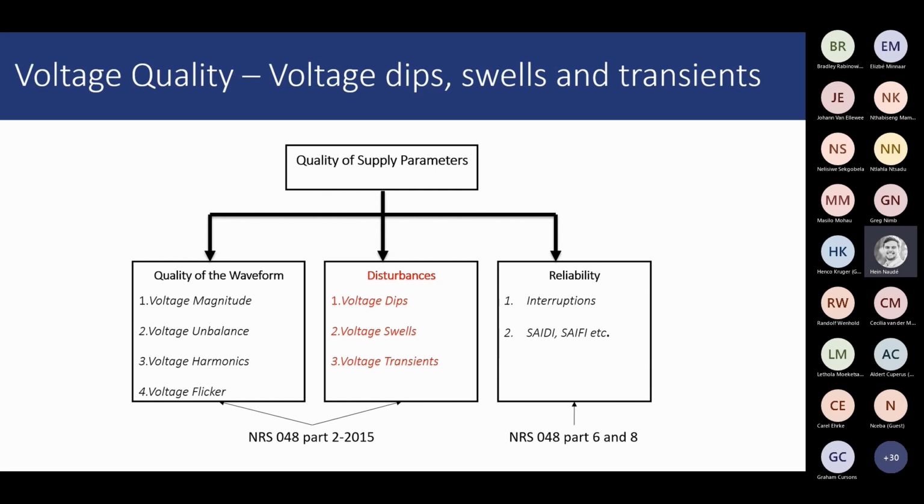So quality of supply, there's a few parameters that qualify for quality of supply. We've covered that in the previous session, and that the NRS 048 Part 2, with the latest version 2015, defines limits or compatibility limits for some of these parameters. Today we'll focus specifically on voltage disturbances, mostly looking at voltage dips, and then also just briefly looking at swells and voltage transients.